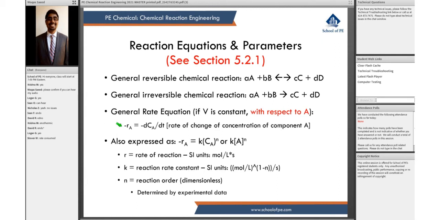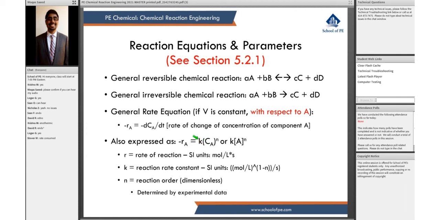The rate of conversion of A is equal to this differential form, which is the rate of change of concentration of component A over time. You're not solving differential equations on the exam. So let's take a look at the integrated form here. Minus r sub A is equal to k times C sub A to the n power.